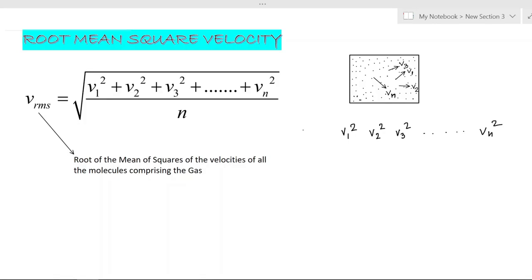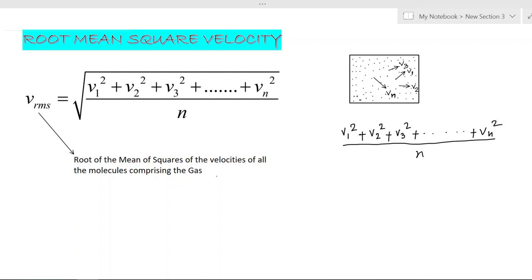Mean of the squares means we need to find the average of the squares of the velocities. Now how to find the average? Average is something we can find out by adding some items and dividing the sum by the number of items. So we are adding the squares of these velocities, and we are supposed to divide the sum of the squares by the number of molecules. That is how we find the mean.